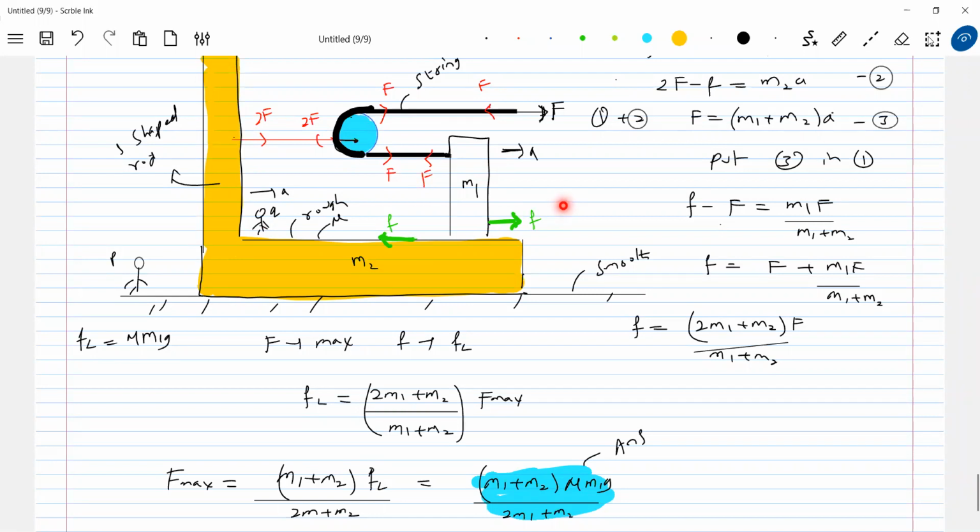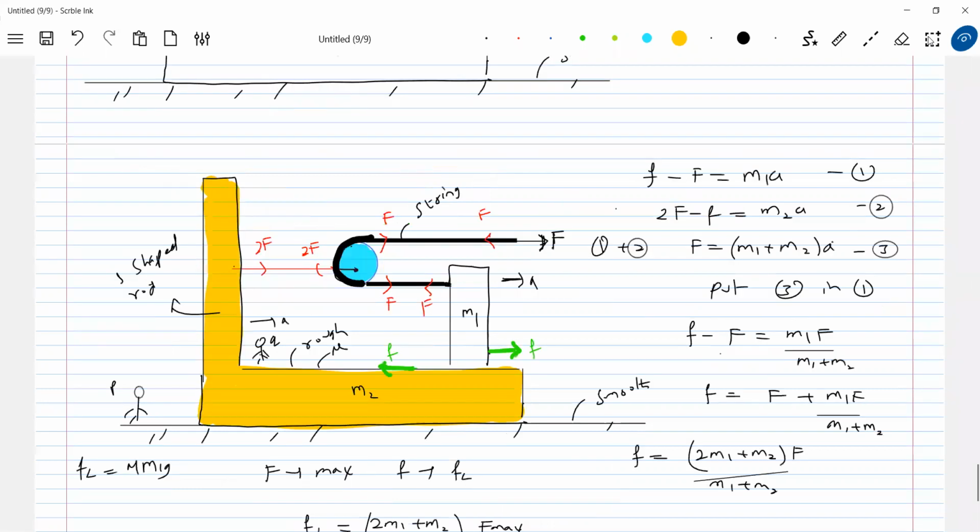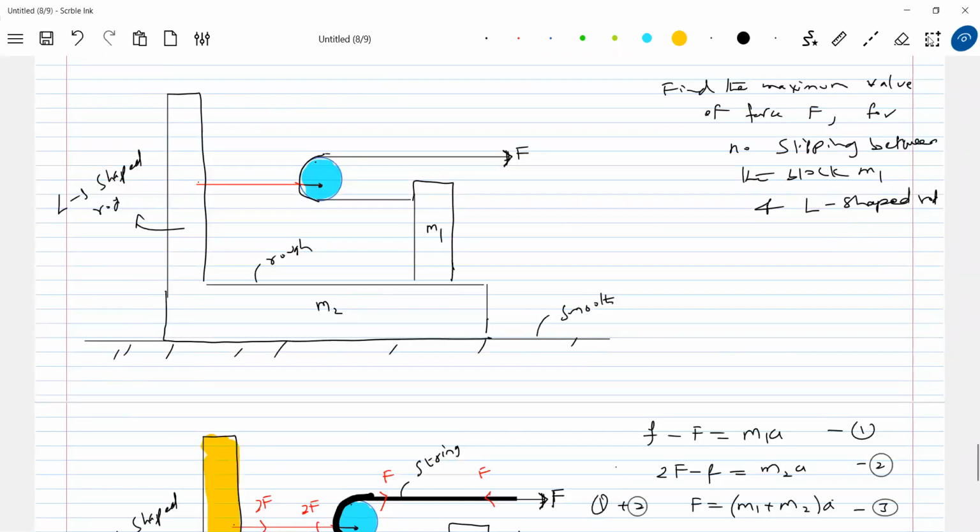So we are assuming there is no slipping, sir, and then we were calculating the friction. That's what the question asked. No, find the maximum value of force F for which no slipping. Okay, sir. Look at the question. The question is very important. Find the maximum value of force F for which no slipping. So no slipping means both should move. Maximum value of F for which no slipping. I think the question is very important.